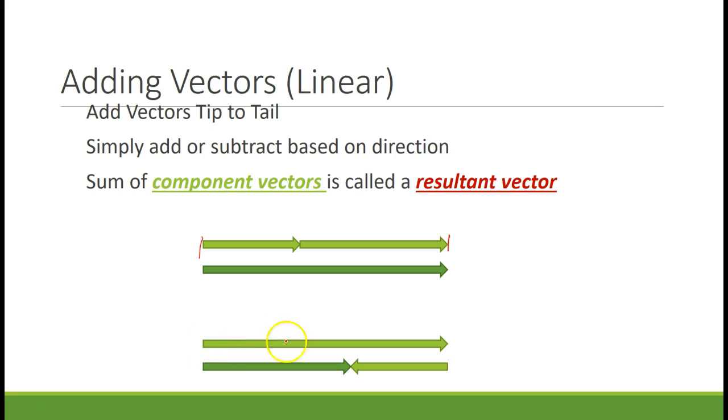If you have, say, a vector going forward and then one going back, it's like subtracting. So the resultant is going to be shorter than the two component vectors together, or shorter than the larger of the two component vectors up here at the top. You can only do this if they're in the same direction. So they can either be both in the x direction like this, or both in the y direction like this.